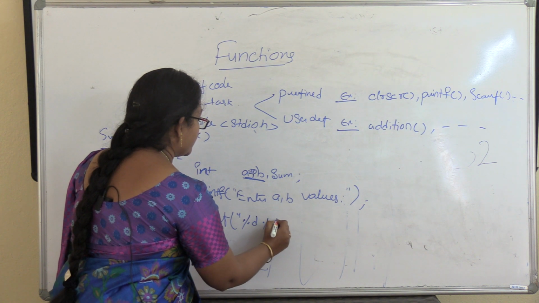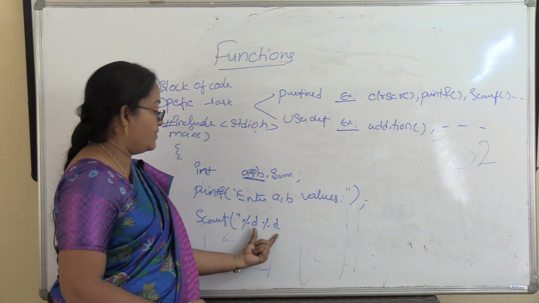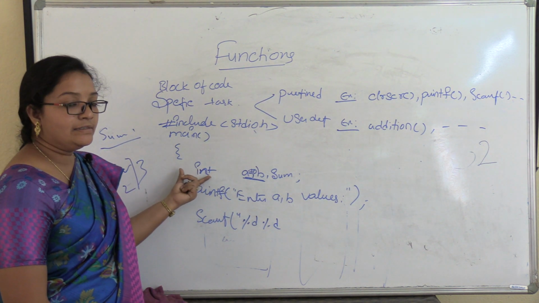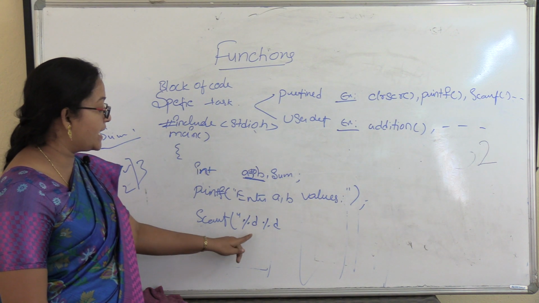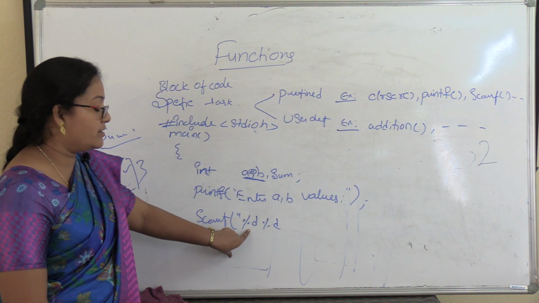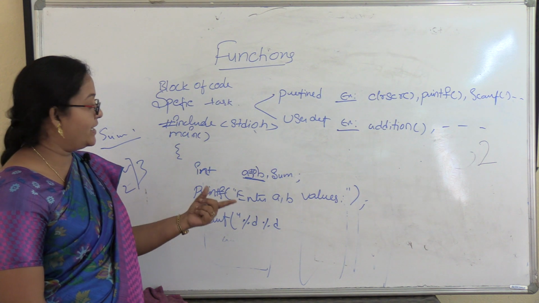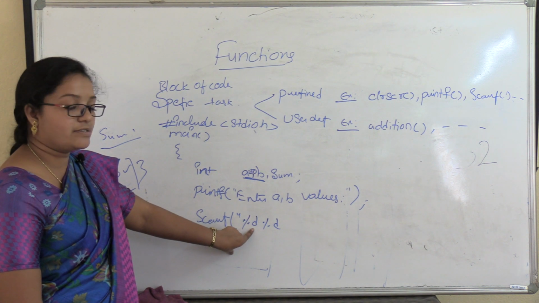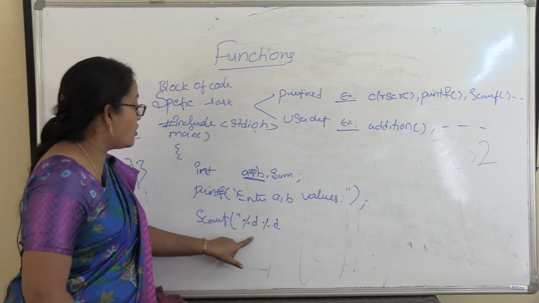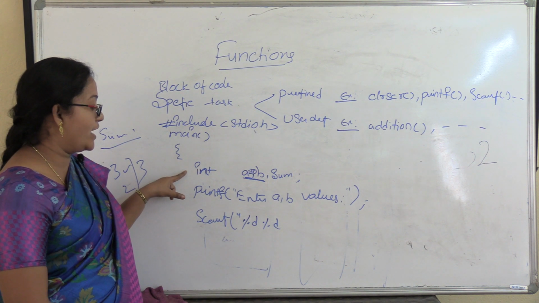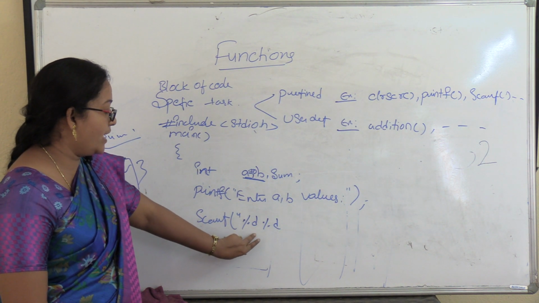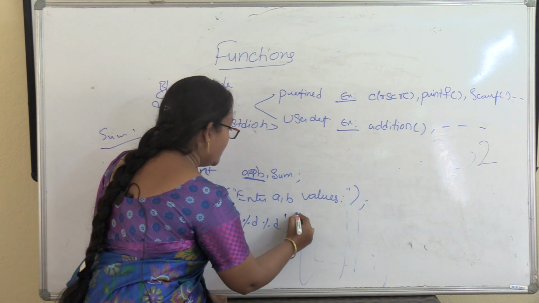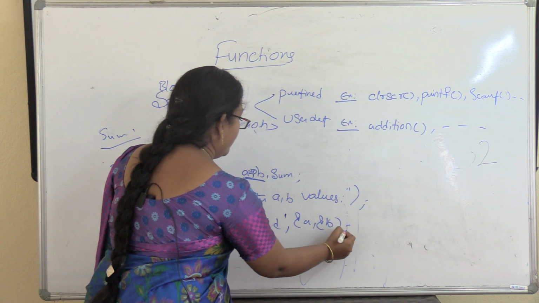%d and %d. Why are we taking %d? Because I am taking integer type of data, so I am taking the format specifier as %d. If I take data as string type, then I have to take the format specifier as %s. So here, with integer data, I take %d. Next, address of a and address of b.